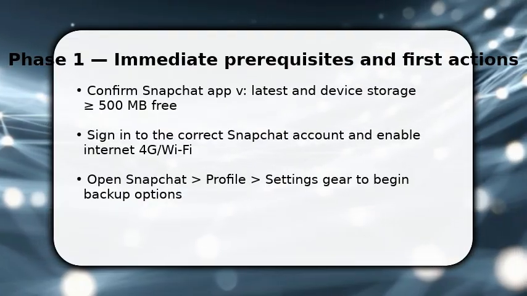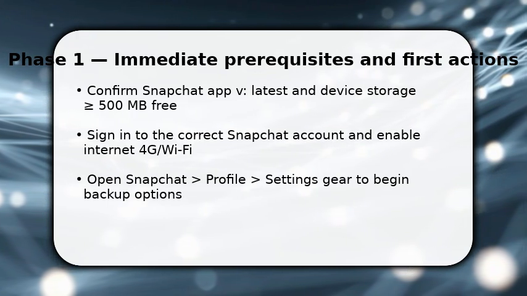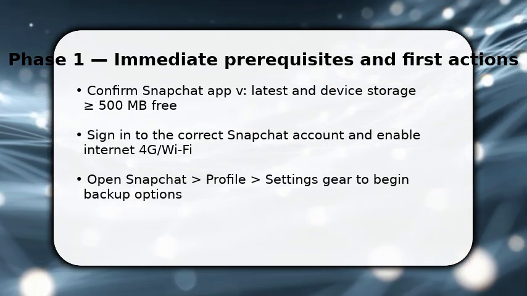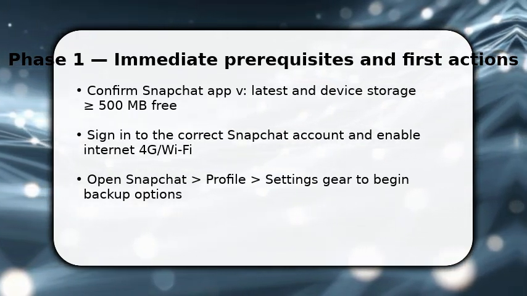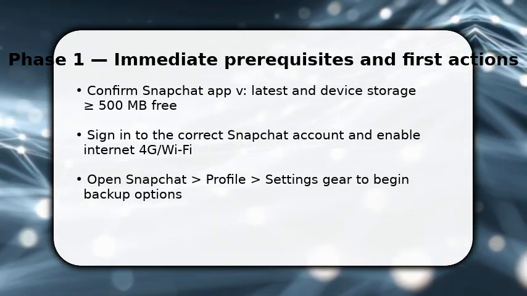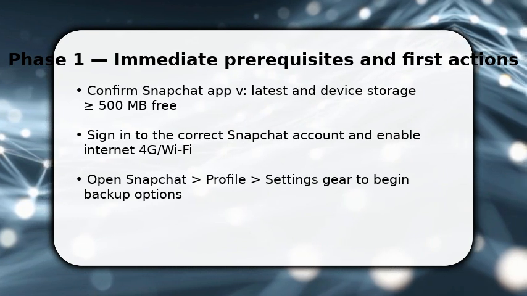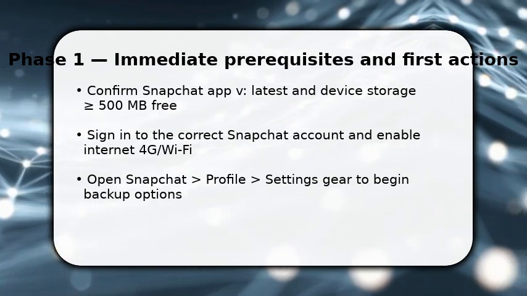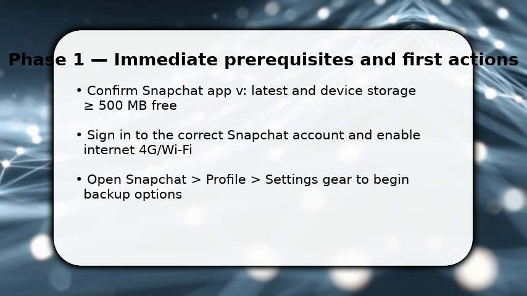You start by opening Snapchat and going straight to Profile, then Settings. You do this to access your memories and account controls. Once done, make sure you are signed into the exact account that holds the snaps. Also confirm the app is updated and your device has at least half a gigabyte free so backups won't fail.